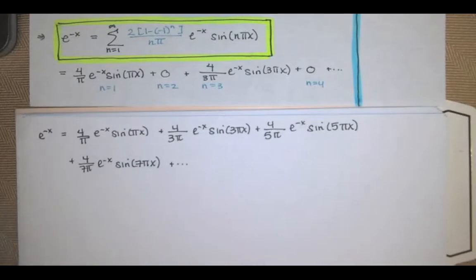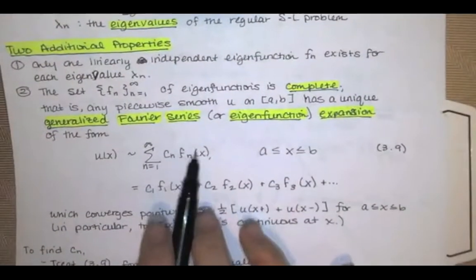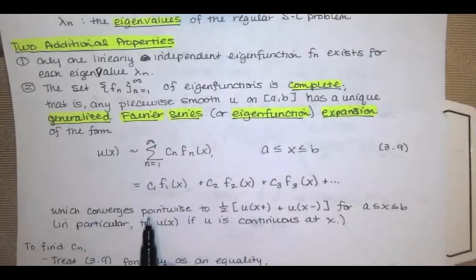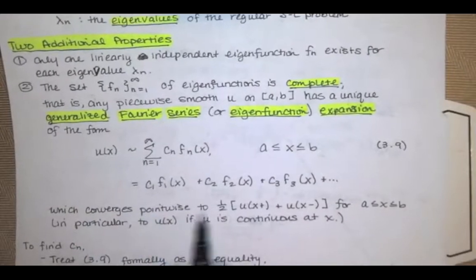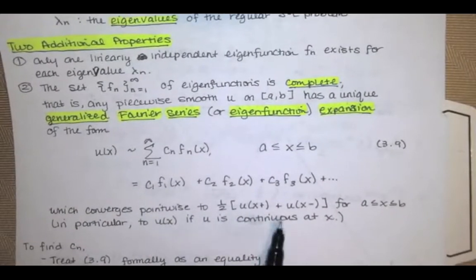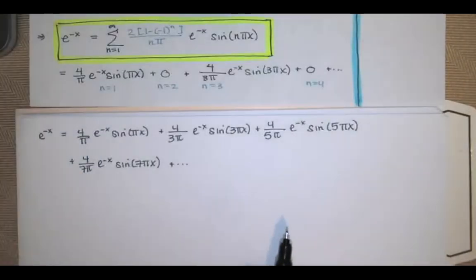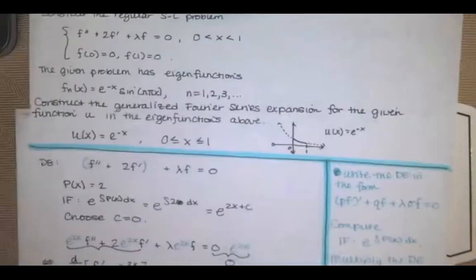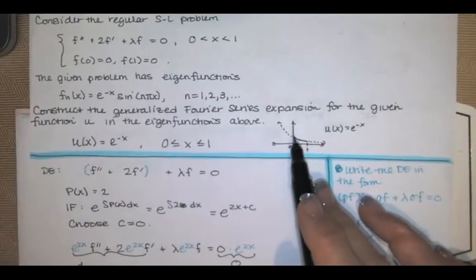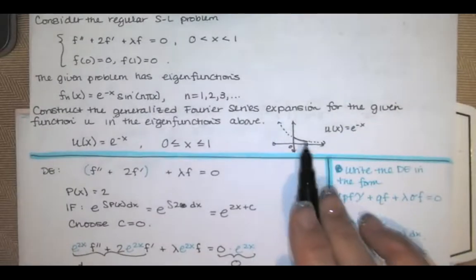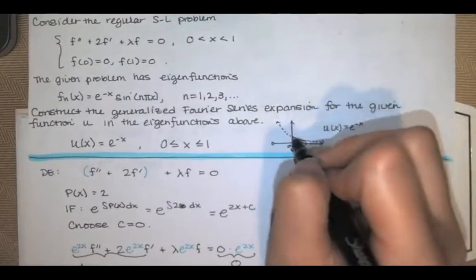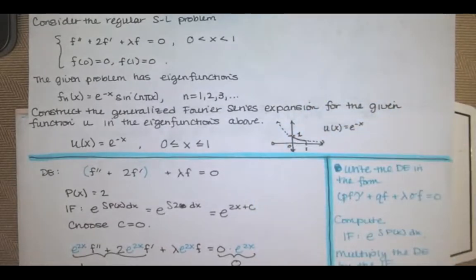And we said at the very beginning, when we first got started, that the series on the right is going to converge to this function pointwise. It's converging to our function u of x because our function u of x is continuous on the interval. And remember, u of x is e to the negative x, and e to the negative x is going to look like this in general, and it's going to look like this on the interval from 0 to 1.